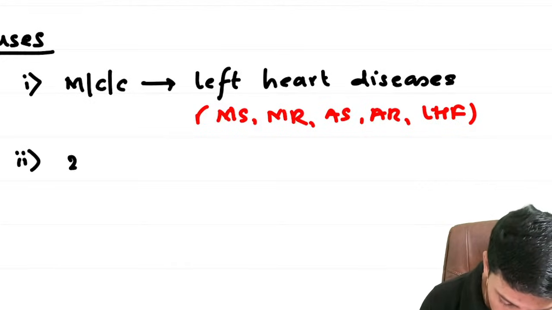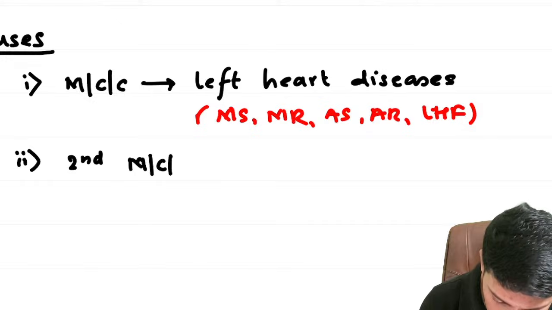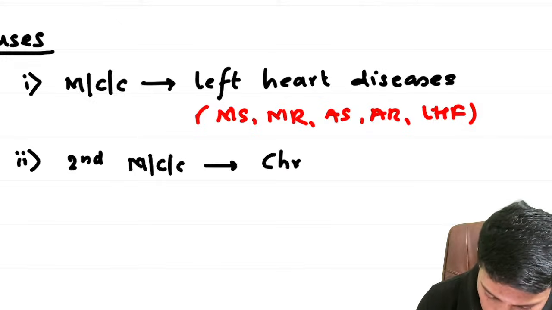The second most common cause for pulmonary hypertension is chronic lung disorders.